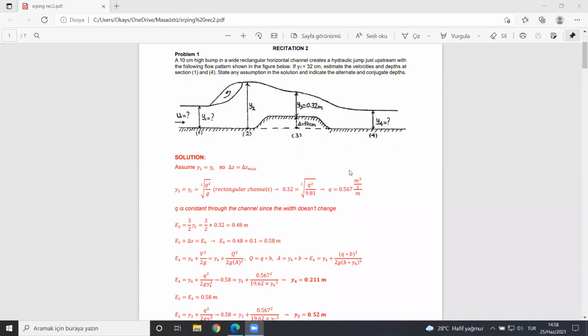Before we start, let me tell you what alternate and conjugate depths are. Alternate depths are the depths having the same specific energy. So here in this question, section 2 and section 4 have the same specific energy. Therefore, y2 and y4 are alternate depths, and conjugate depths are basically the depth of flow before and after the hydraulic jump. Therefore, y1 and y2 are the conjugate depths.